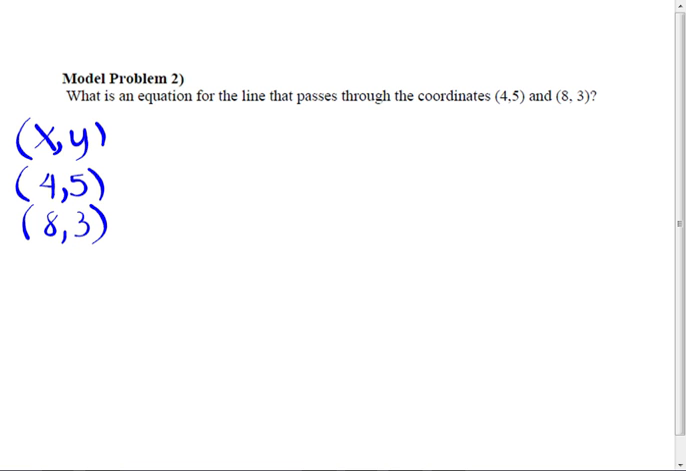Okay. How do you find slope? Lindsay, do you remember what the slope formula is? y1 minus y2 over x1 minus x2. So how do we find slope, Jake? What do you want to put in there?